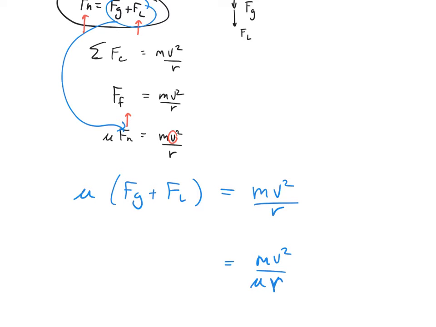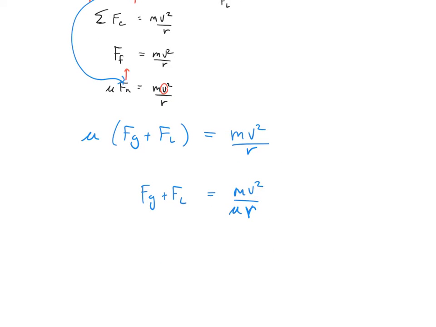So point being here, though, we have mu and r in the denominator now, and that's fg plus fl still. And then if we solve this, we can move fg over. We'll get fl equals mv squared over mu r minus fg, which is really just mg. Subtract this over as mg instead, just so everything's in terms of mass. So this is the lift force on a car going around a circular track with a given coefficient of friction.